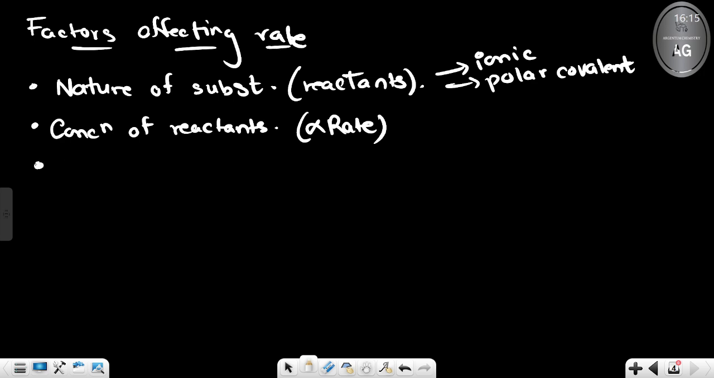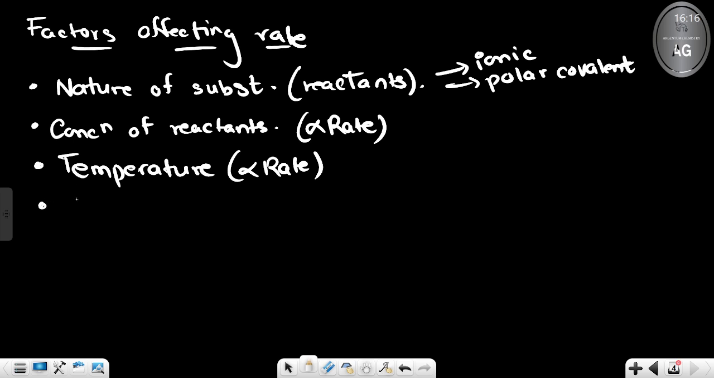Clear? Next, temperature. Temperature is an important point. If I increase the temperature, my rate will also increase, and that is obvious. We'll talk about this later when we read about Arrhenius theory or rather collision theory. When temperature increases, collision between reactant molecules increases. As a result, their transformation into products also increases. This is called collision theory, which we will read there. Similarly, if I increase the concentration of reactants, then there are more reactant molecules, more collisions, and the rate will increase. Clear?